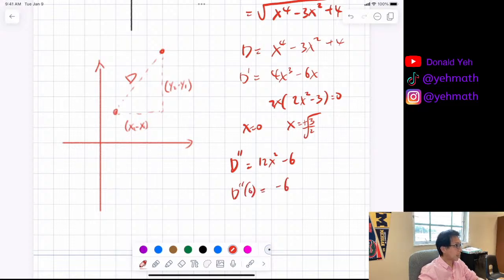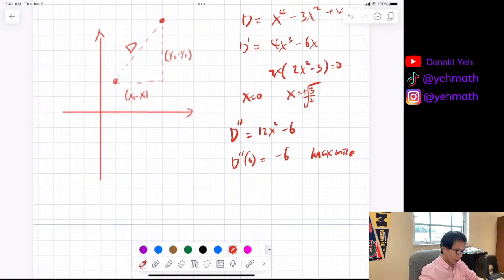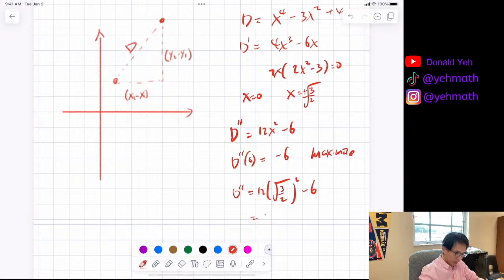It's concave down. That's a maximum. But we want to look for a minimum. We want to minimize the distance. So it's not 0. So what if you have d double prime of root 3 over 2 squared? Well, this one's going to be 12 times 3 over 2, that's equal to 18 minus 6. That's 12. This is a minimum.